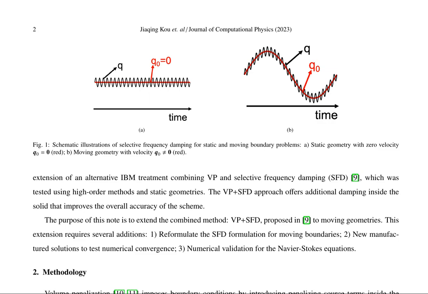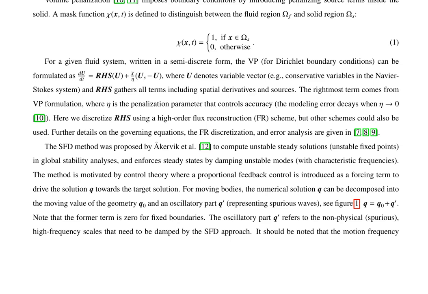The key innovation lies in reformulating the selective frequency damping formulation for moving boundaries and introducing new manufactured solutions for numerical convergence testing. The authors aim to merge the numerical advantages of high-order methods with the ease of mesh generation offered by immersed boundary methods, particularly for complex flows involving moving geometries.